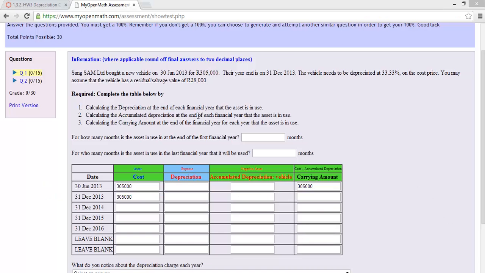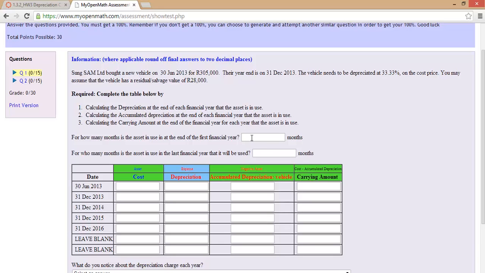So this question asks us to complete the table below by calculating the depreciation, the accumulated depreciation at the end of each financial year, the carrying amount, as well as some other information. So we can see here on the left hand side is my dates. This is the date that I purchased the vehicle, and then this is every time the end of the financial year, and these last 2 lines we can leave blank.